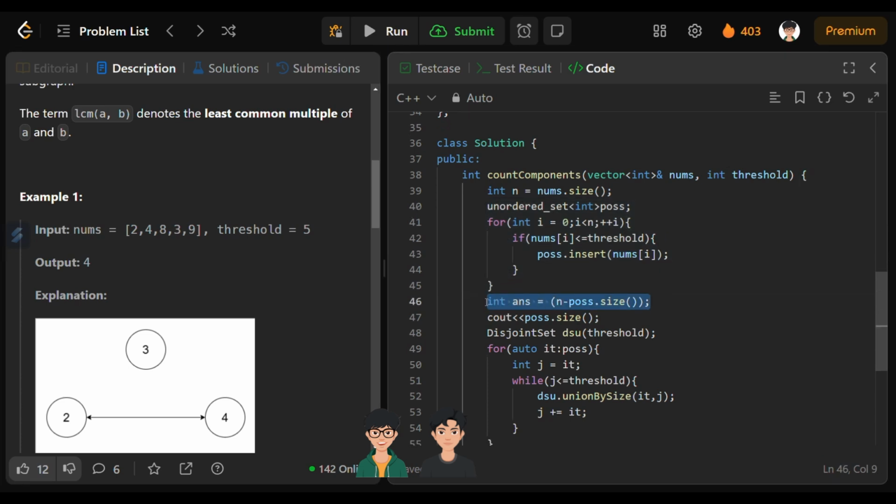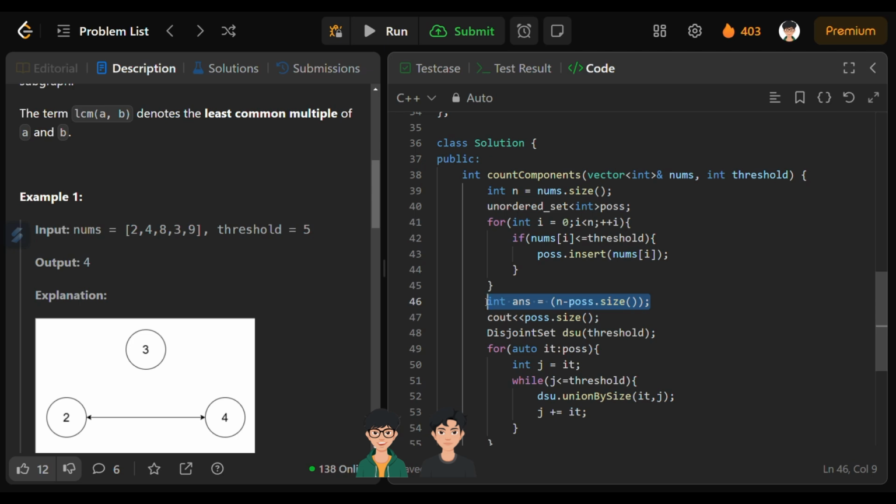I initialized int answer equal to n minus the set size. That means this answer is basically those nodes which will be isolated. They will not be in any component, because they are bigger than the threshold, and any number taken with them, the resultant LCM will be greater than the threshold. So this was the first and crucial step in the solution.